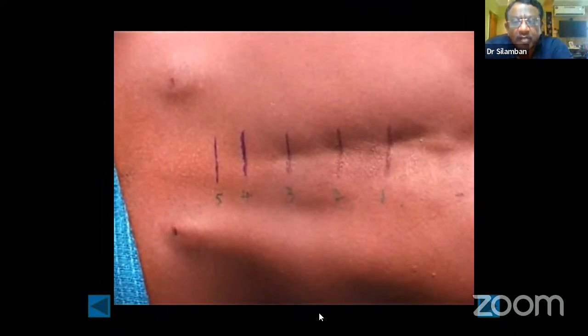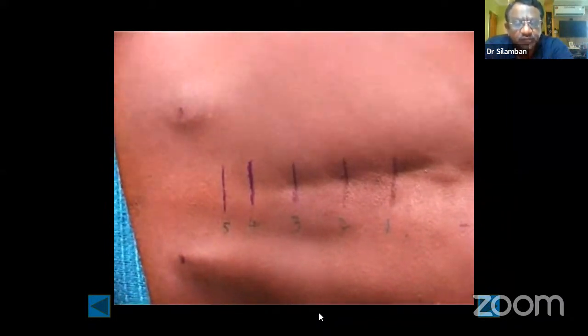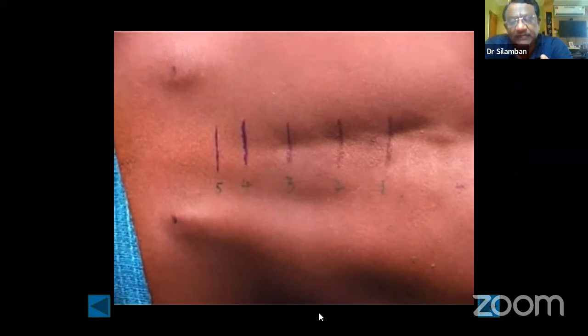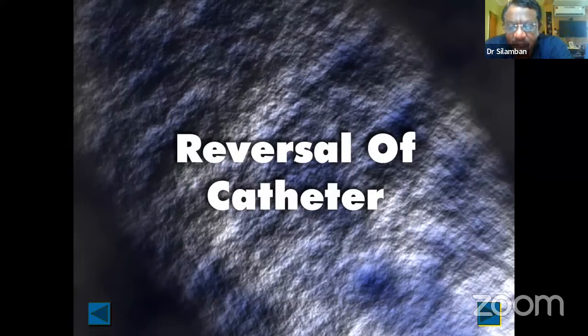This is very common lumbar, which even the first year postgraduates are doing. So I thought we'll skip this video and go to higher levels. At this point of time, I would also like to tell the usefulness of caudally pushing the catheter downwards.